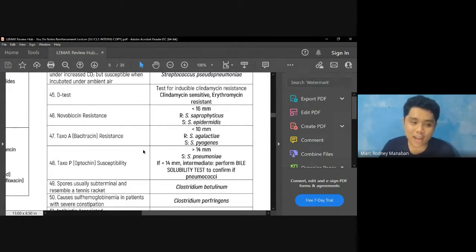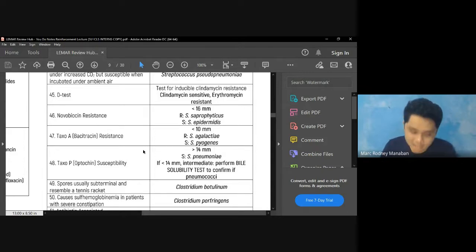Taxo A, also known as bacitracin resistance. This is for the streptococcus, especially pyogenes. Strep pyogenes is susceptible, while S. agalactiae is resistant. So how do we remember Taxo A? It has the letter A, so it is for group A streptococcus. And in the name bacitracin, there are many letter A's. Alright? Taxo A, letter A, it's for group A strep.